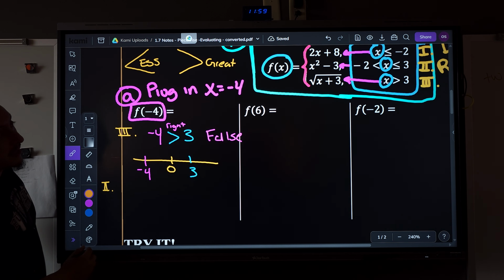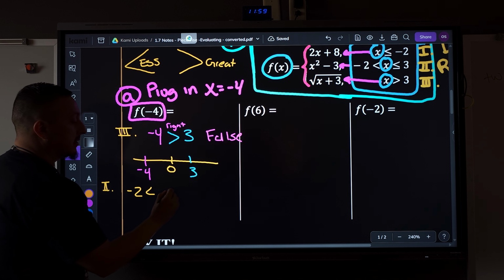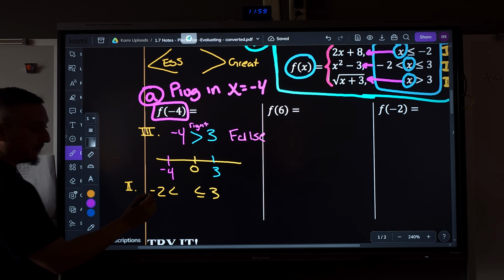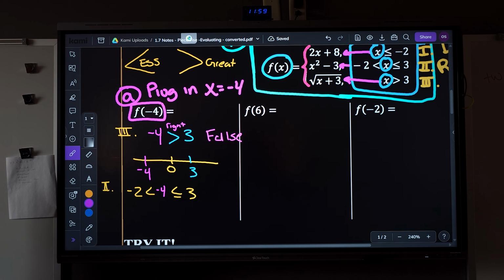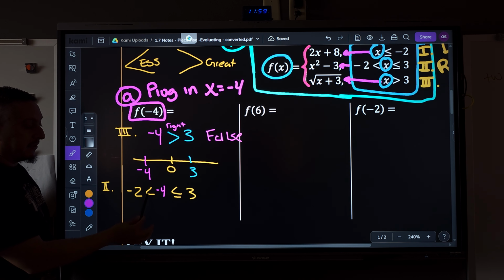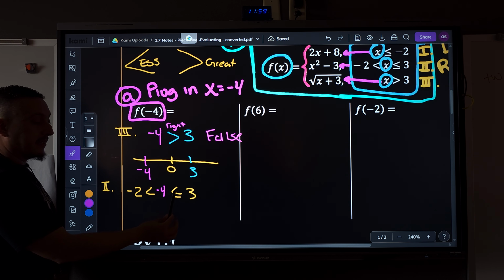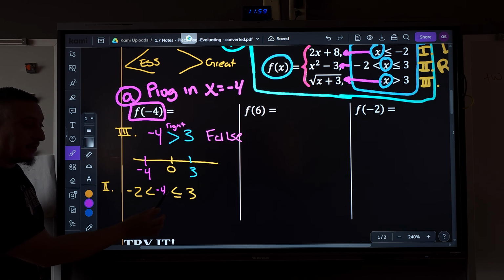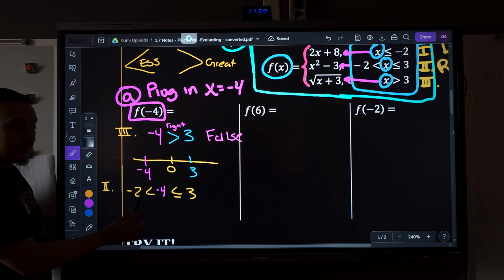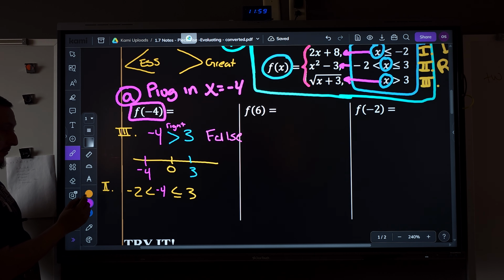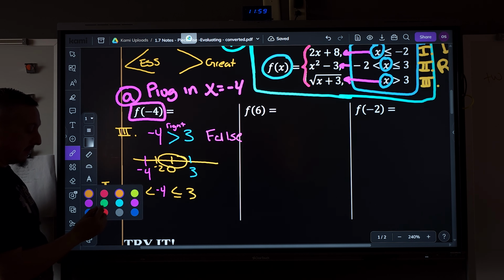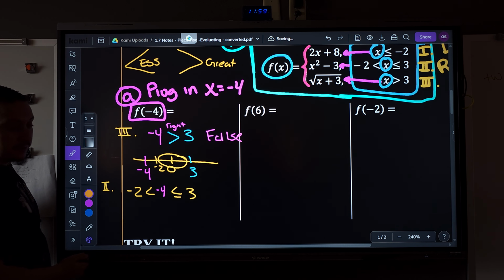Number 2 says, is -2 less than x, less than or equal to +3? And I'm going to plug in -4 right here. Now, mathematically, that's what that says. Is -2 less than -4? Is -4 less than or equal to 3? In simple words, you just say this. Is -4 between -2 and 3? Is it in the middle? So -2 is right here. The middle between those 2 numbers is right there. So is -4 between those 2?